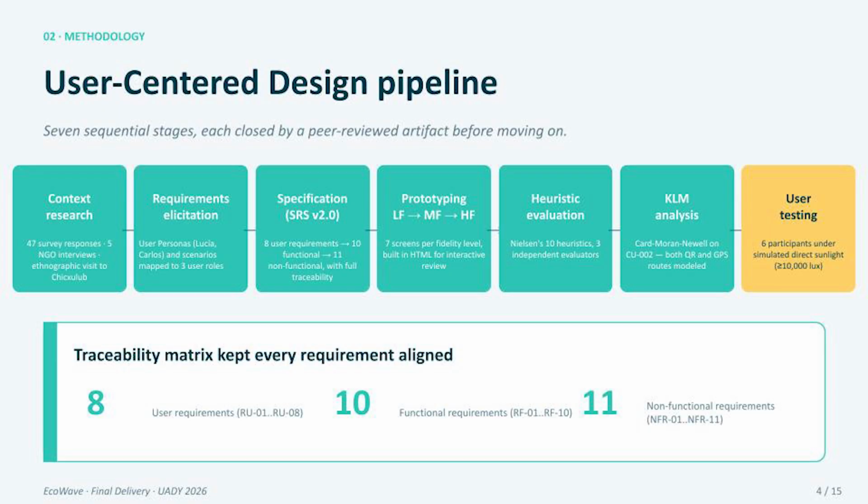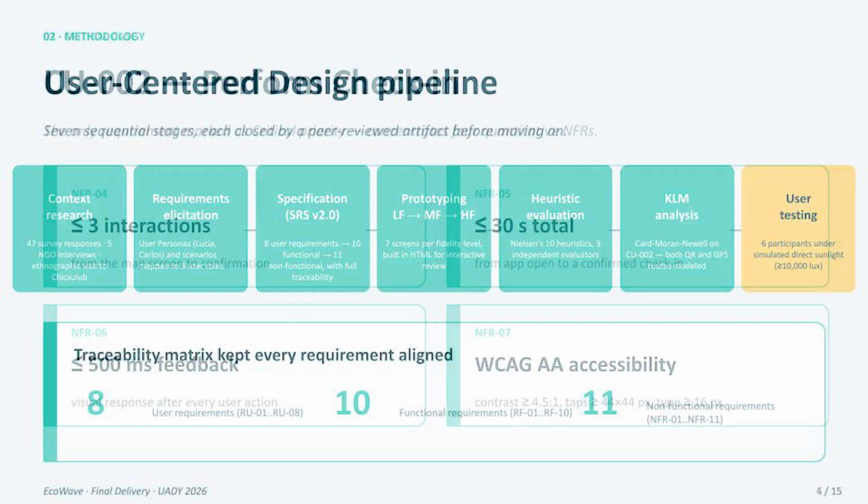What's new in this final delivery is the right side of the pipeline, the heuristic evaluation, KLM analysis, and usability testing. The left side, research, requirements and specification, was delivered in previous milestones. The numbers in the boxes show the volume of work behind each stage.